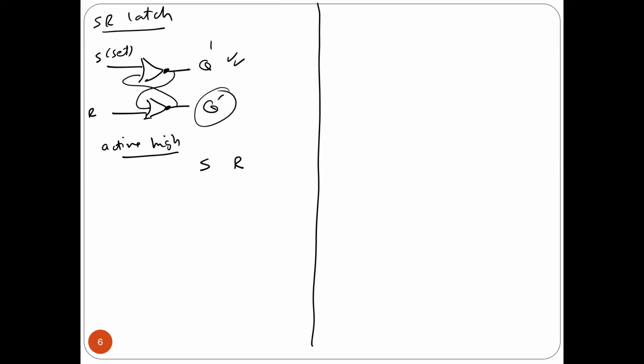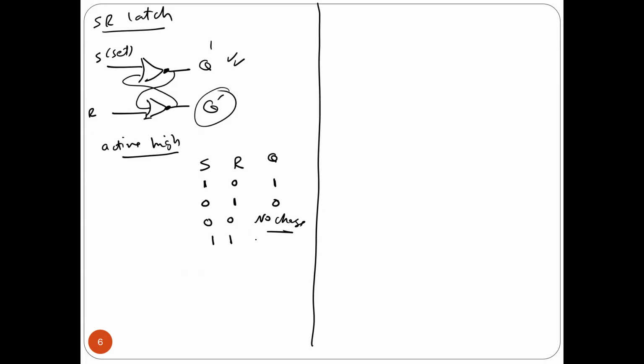As I told you last time, if S is 1 and R is 0, you are setting, because this is active high, so whichever input is 1 takes action. If R is 1 and S is 0, you are making a reset. Also, I told you 0, 0 means no change. If it is storing 0, it continues as 0. If it's storing 1, it continues as 1.